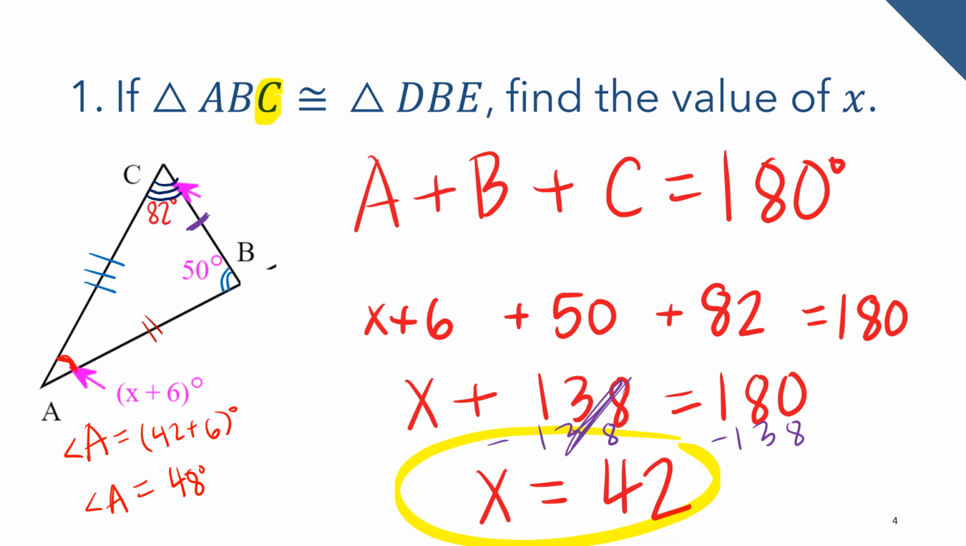All right, so angle A is actually 48 degrees, but the value of x is 42. So make sure you're reading the question carefully. Make sure you are asking yourself, what am I supposed to be finding here? That way you're not doing more work than you need to.